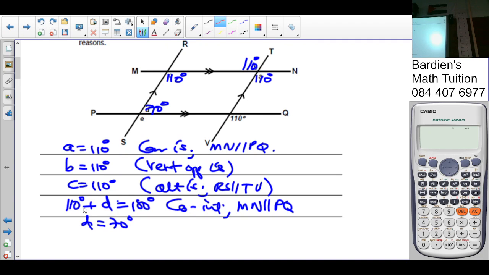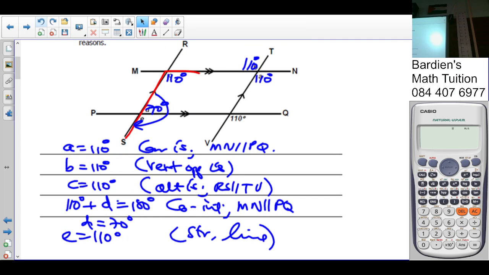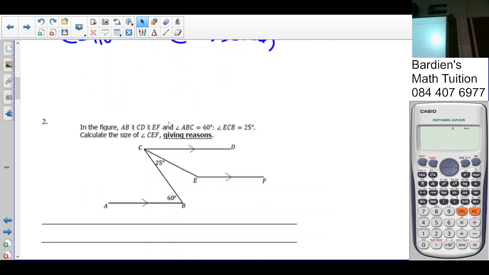Then for E, corresponding in that direction or corresponding in that direction, or angles on a straight line. Any of those you'll get your full mark. So we're going to now say that E is equal to 110 degrees, angles on a straight line add up to 180. Okay? So that's that. Let's go to the next question.